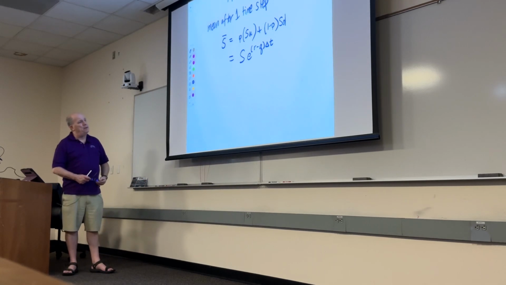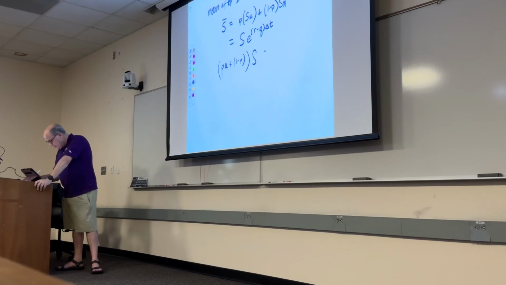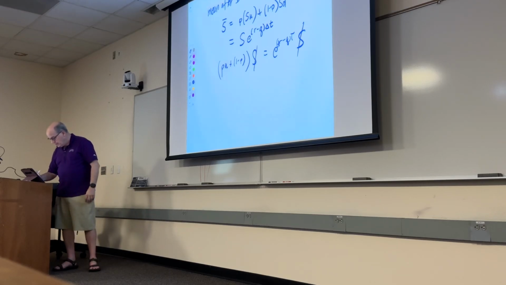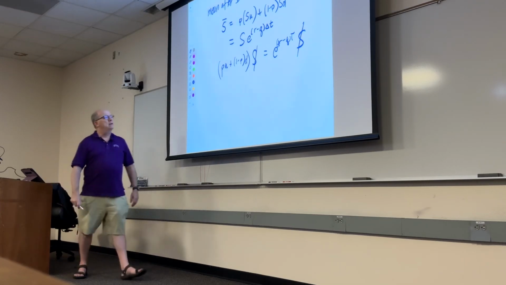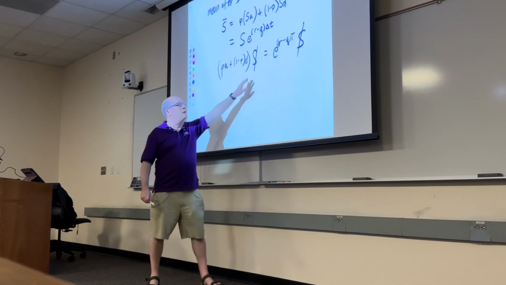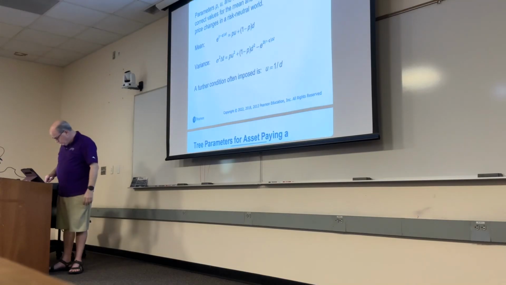So that's where the requirement is, factoring out the S, we just end up with: we want PU plus 1 minus P times D to be equal to e to the minus, what's the forward? The forward is this thing, times S, where I move the S to the other side. So this would be a D here, right? That's the requirement that the weights, the probabilities multiplied by the up and the down shock, equal e to the R minus Q times T. And that's given in this formula right here, okay, the first one.